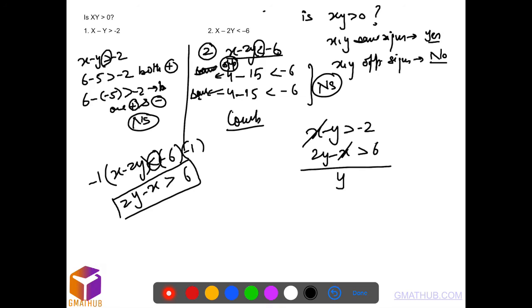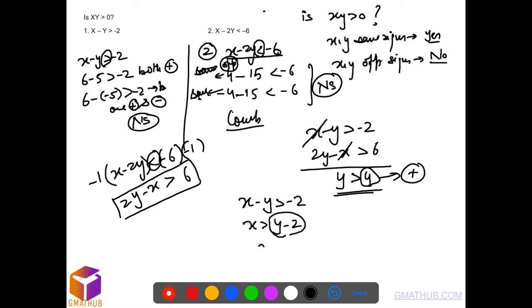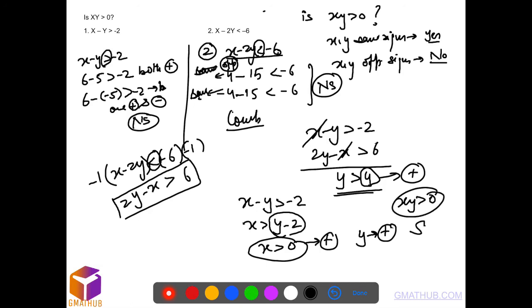So what we get is y is more than 4. So more than 4 means y is positive for sure. If we put it in first statement, x minus y is greater than minus 2, so x is greater than y minus 2. Now if y is more than 4, so y minus 2 will also be positive. So x is also positive, y is also positive, so x into y would be positive. This is also sufficient. C is your answer.